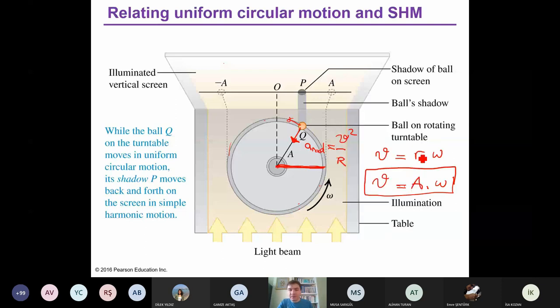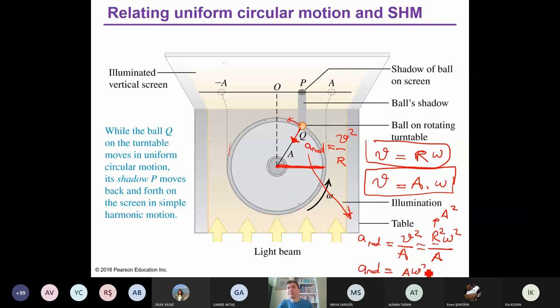Here again, instead of a radial, I can write this expression, v squared over A, because radius is given with A. Or instead of v squared, I can write this expression. Just take the square of this one, r squared omega squared over A. So what is r? R is A here, then I can write it with this one, A squared. Then a radial can be written with A times omega squared. Okay, so you know all this information from the rotational motion. I will not go into detail.